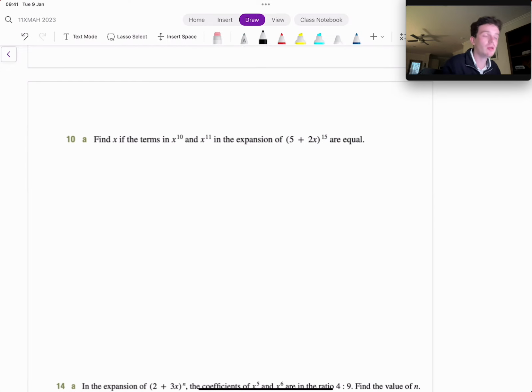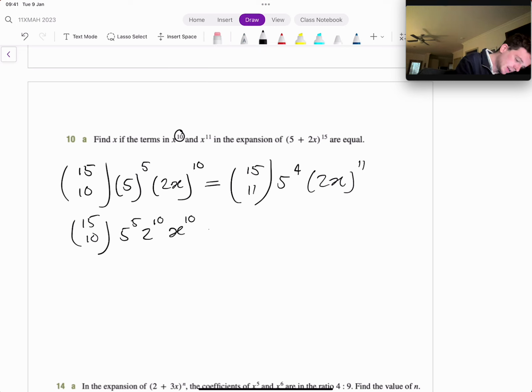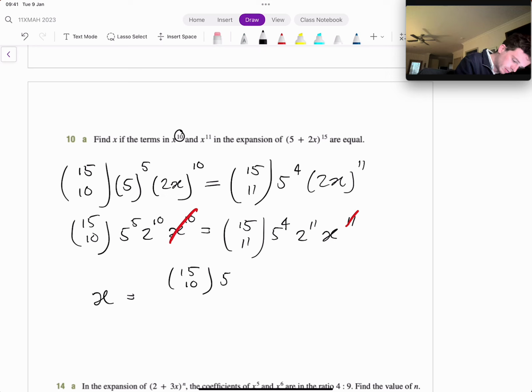This one says find x if the terms in x to the power of 10 and x to the power of 11 are equal. First of all, we choose 10, and that's going to be 5 to the power of 15 minus 10, which is 5, times (2x) to the power of 10, and that's equal to 15 choose 11 times 5 to the power of 4 times (2x) to the power of 11. So 15 choose 10, 5 to the 5, 2 to the 10, x to the 10, equals 15 choose 11, 5 to the 4, 2 to the 11, x to the 11. Cancelling out our x's, we've got x equal to 15 choose 10 times 5 to the 5 times 2 to the 10, over 15 choose 11 times 5 to the power of 4 times 2 to the power of 11, which is equal to, I think we said it was 11 on 2.